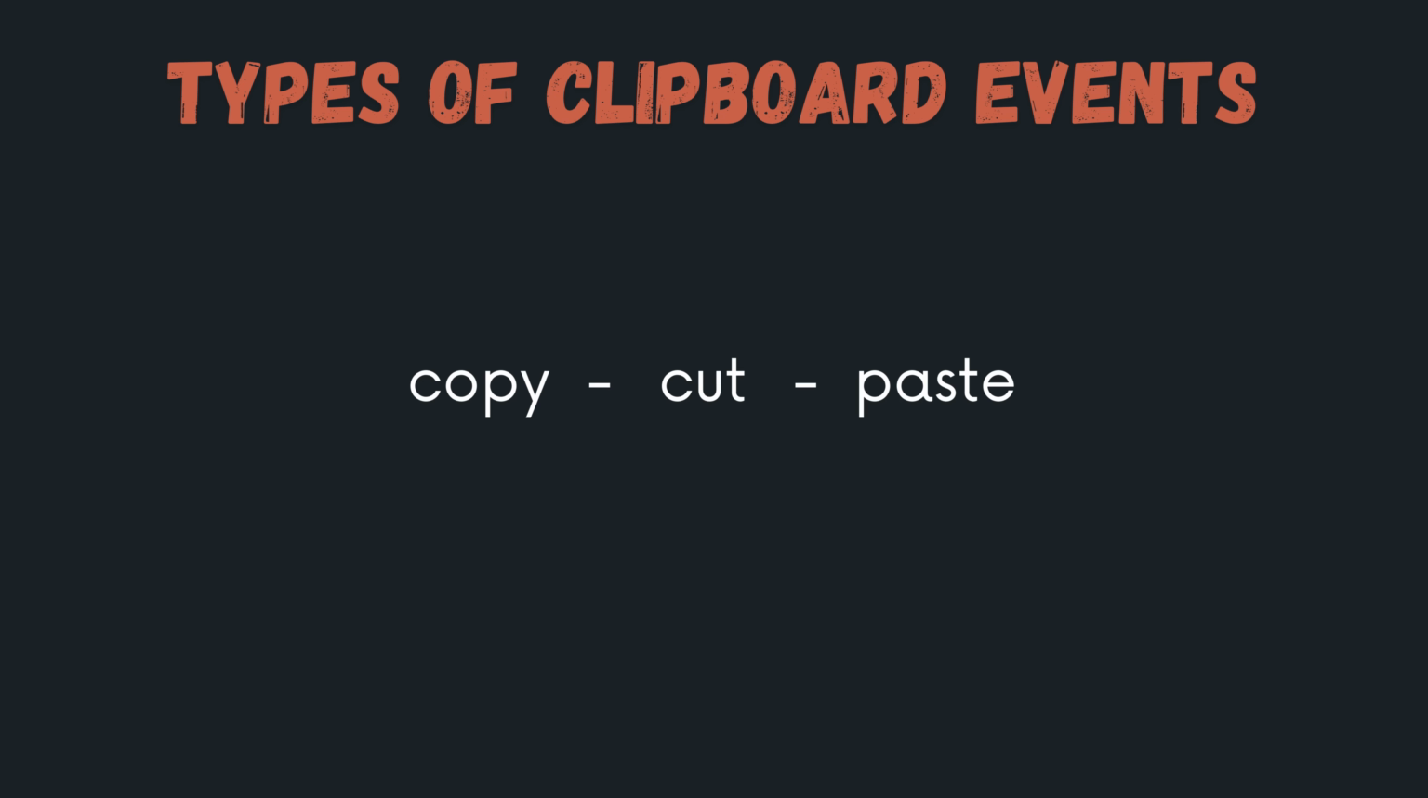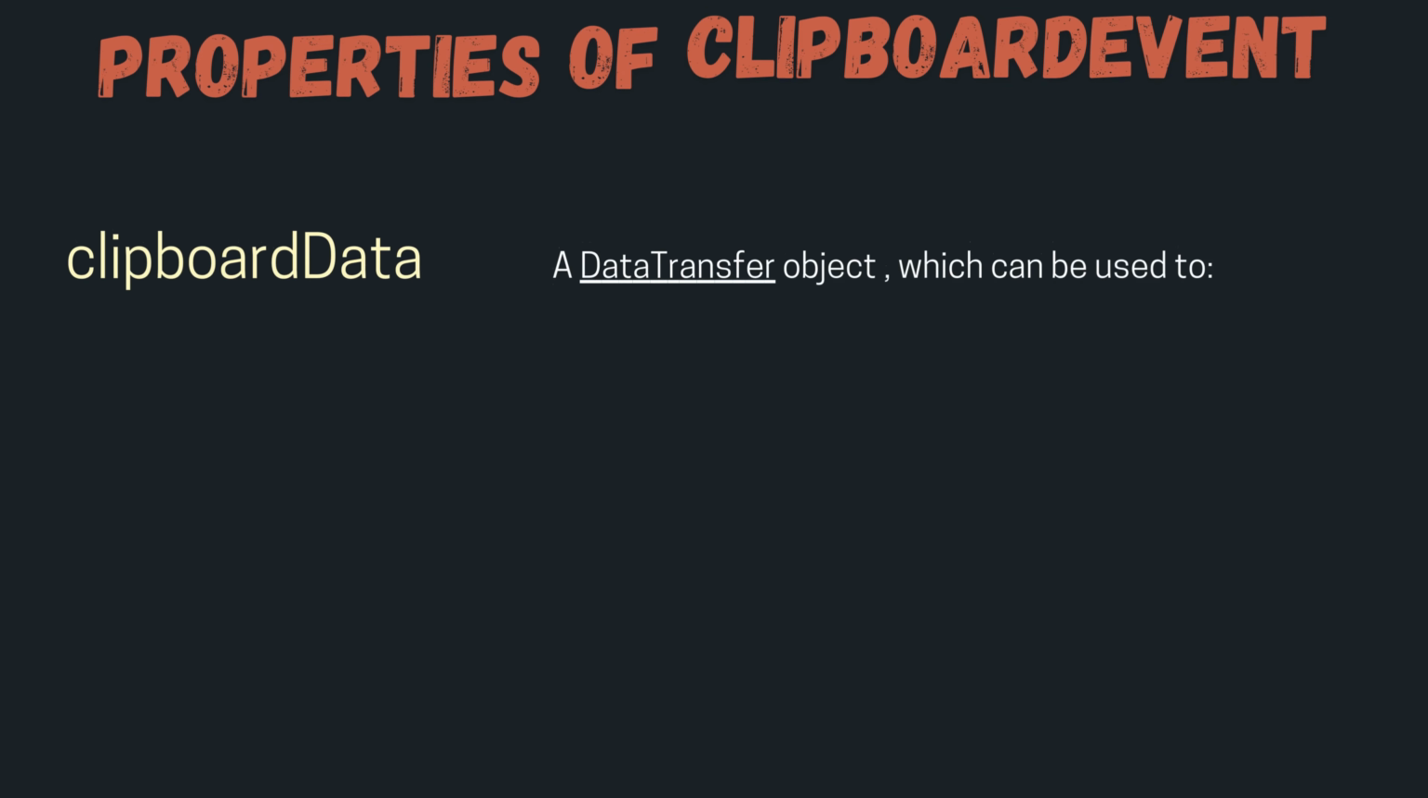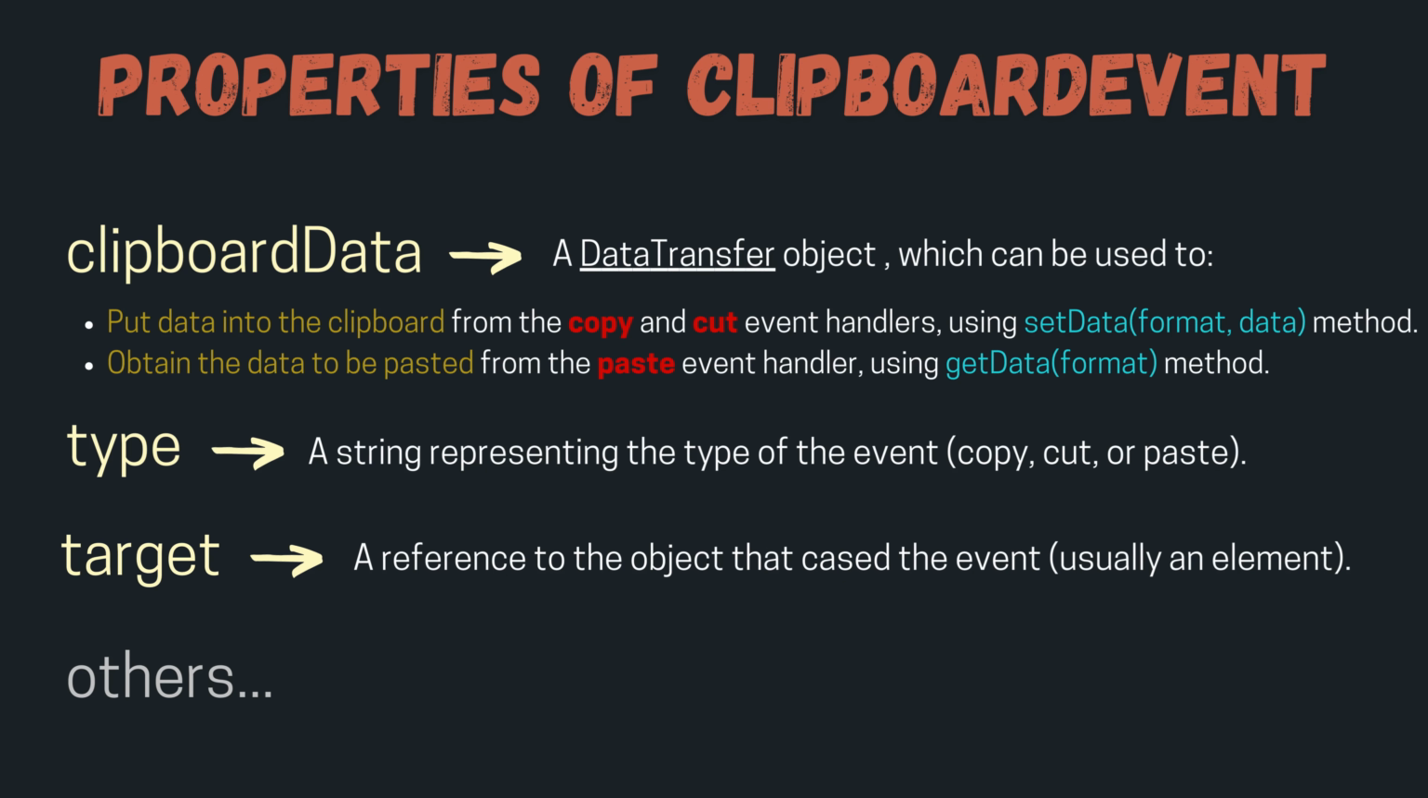Each of these events gives us access to the clipboard event interface, which lets us read and modify the data in the clipboard. Let's take a look at some of the key properties that we can use to interact with these events. First, the clipboardData property. The clipboardData property is a DataTransfer object, which can be used to put data into the clipboard from the copy and cut event handlers using the setData method. Obtain the data to be pasted from the paste event handler using the getData method.